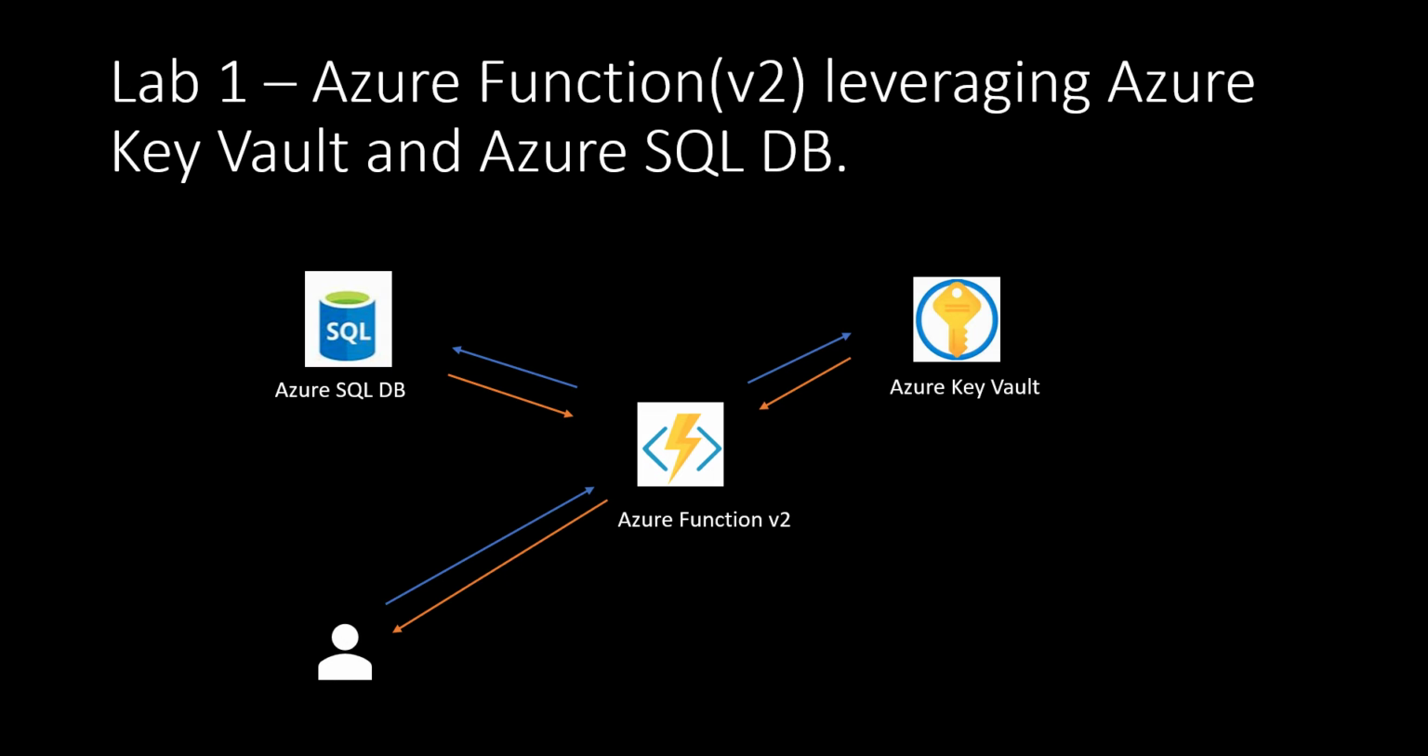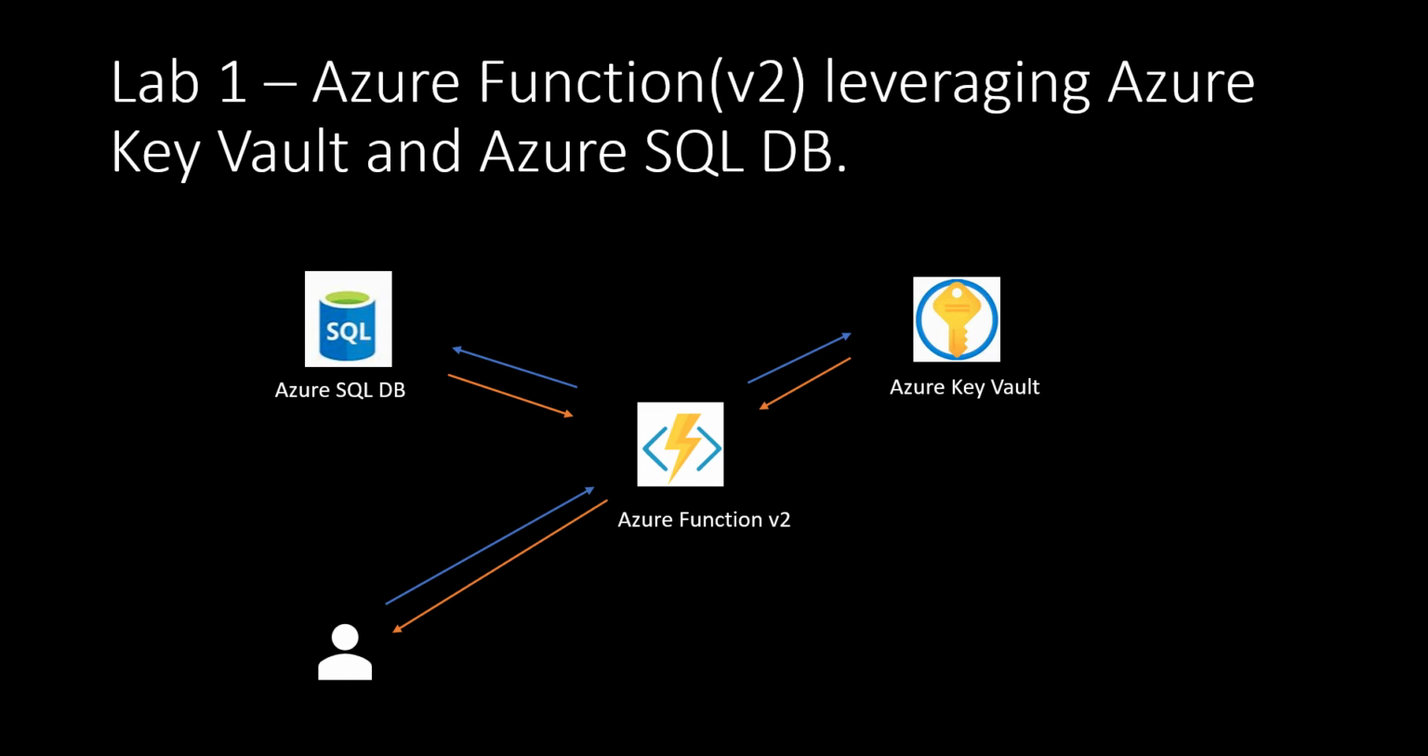In this first session, you're going to hopefully set up an Azure function. It's going to be Python based on the new V2 programming model. So this is a high-level view of the lab you'll be going through. The blue arrows represent requests while the orange arrows represent responses.